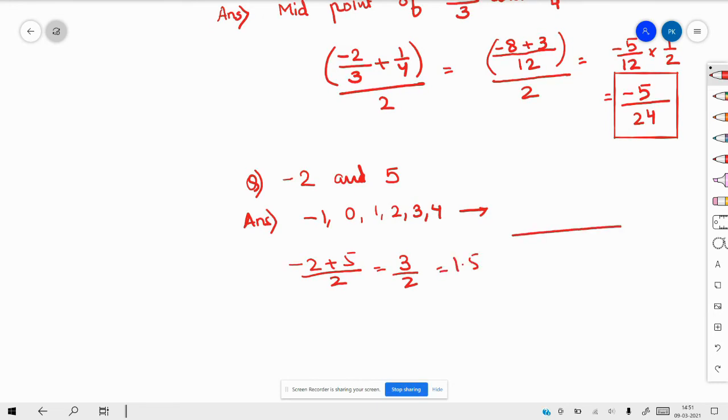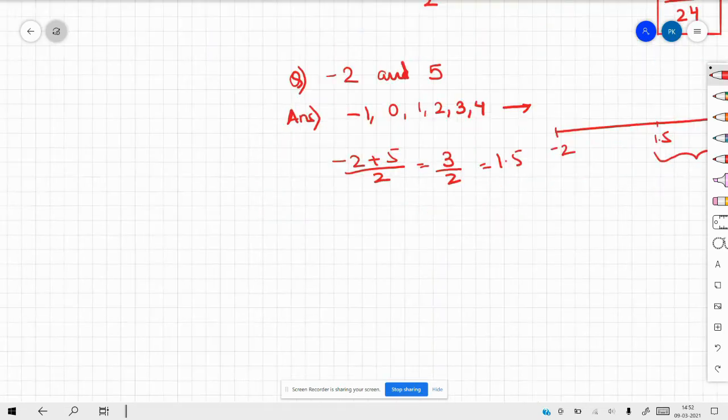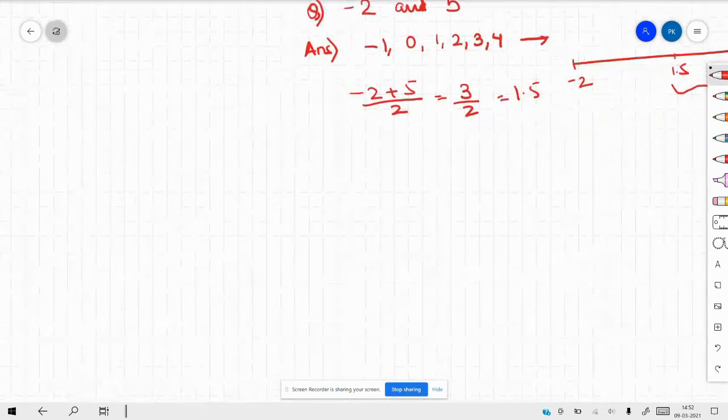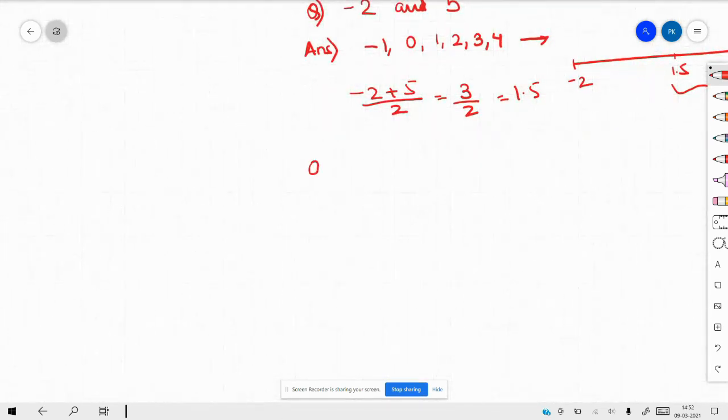On the number line, if you want to denote, you can say -2 is here, 5 is here, and the midpoint is 1.5, and then you can find one number between 1.5 and 5 and proceed. So this is one kind of question that is generally asked in the CBSE board, in which you are supposed to find numbers between two rational numbers.